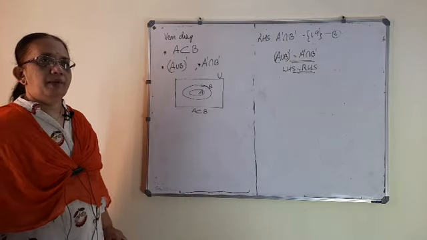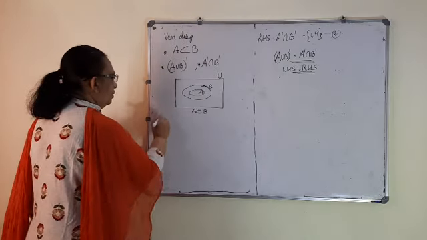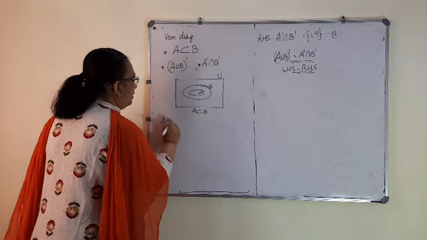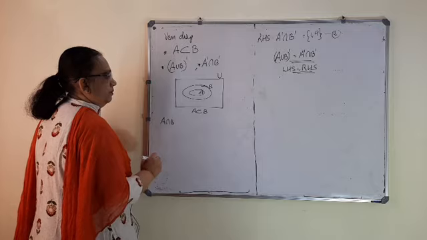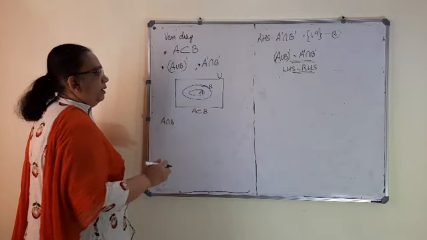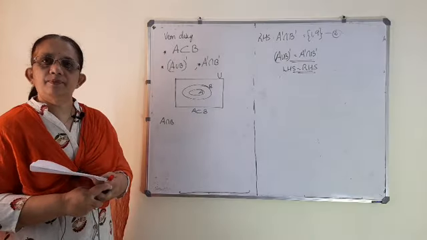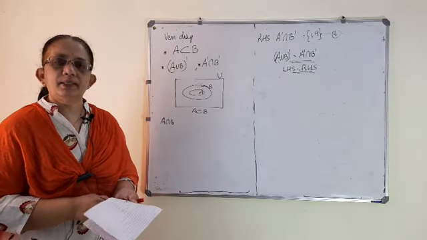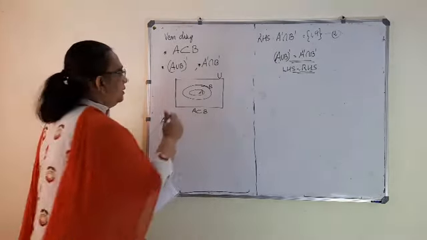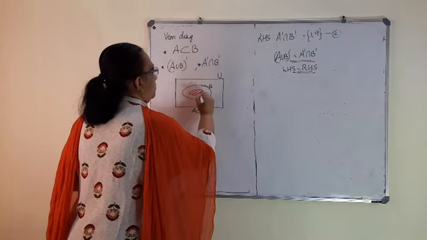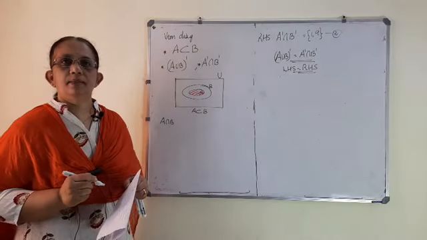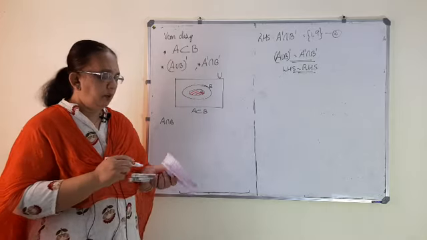A subset of B. Suppose I am asking you one more question. Draw A intersection B in this one. What is A intersection B? Who can give me the answer? A subset of B. So what is A intersection B? It is A. A intersection B is equal to A because A is a smaller set.